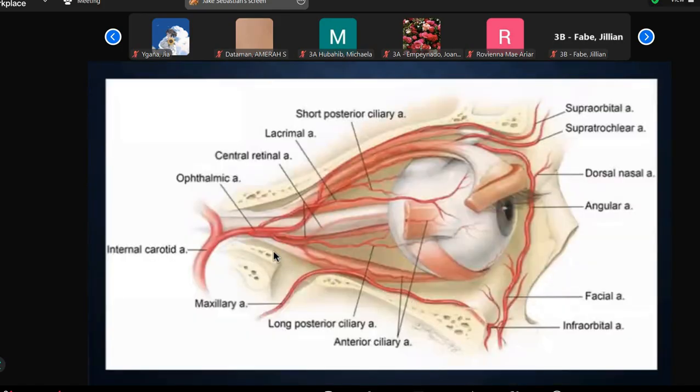So now we will look into the vascular supply of the eye itself. So the ophthalmic artery is the first branch of your internal carotid artery. So the ophthalmic artery branches into several points. So the most important here is the central retinal artery. So the central retinal artery follows the optic nerve and supplies the anterior half of the retina.